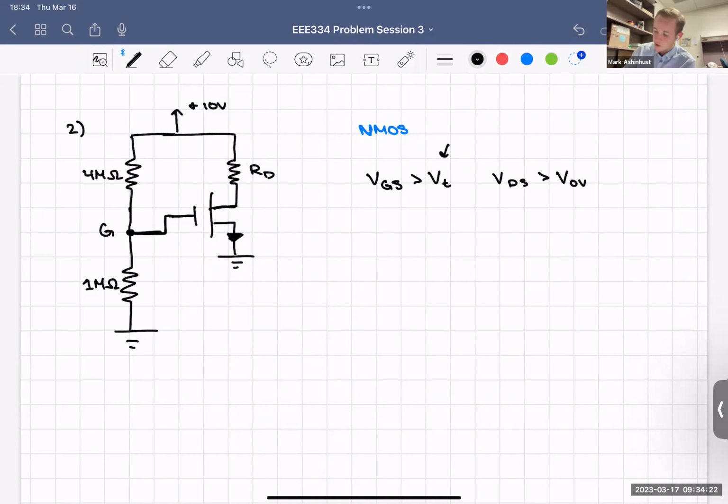VGS being greater than VT just ensures that we're not in cutoff. VDS being greater than VOV is saturation, less than VOV is triode. So we're trying to ensure saturation. So we need that VDS. Once again, our source is tied to 0. So in this case, we need VD to be greater than VG minus VTN. Once again, VTN is going to be 0.6 volts. Kn is the same. Kn is going to be 0.4 milliamps per volt squared.